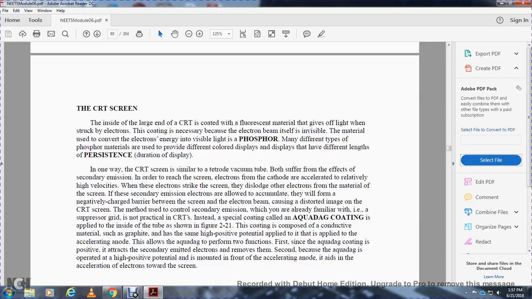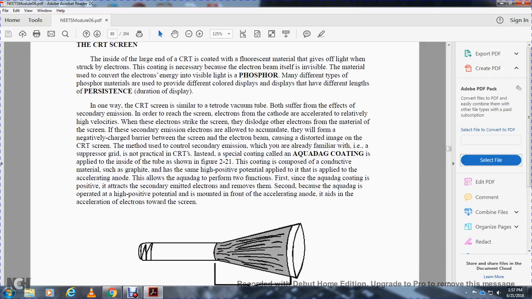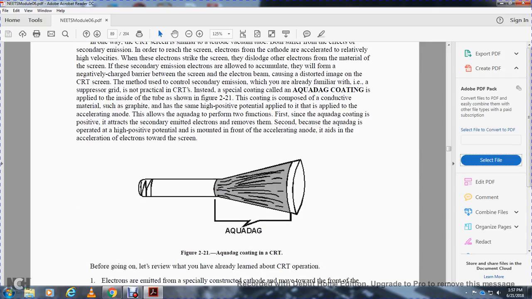The method of controlling secondary emission, which you're already familiar with, is a suppressor grid, but that is not practical in a cathode ray tube. Instead, a special coating called aquadag is applied to the inside of the tube, as shown in figure 221. The coating is composed of conductive graphite, and a high positive potential is applied to it from the accelerating anode, allowing the aquadag to perform two functions. First, the aquadag coating is positively attracted to the secondary emitted electrons. Second, because the aquadag is operated at a high positive potential from the accelerating anode, it aids in accelerating the electrons toward the screen.